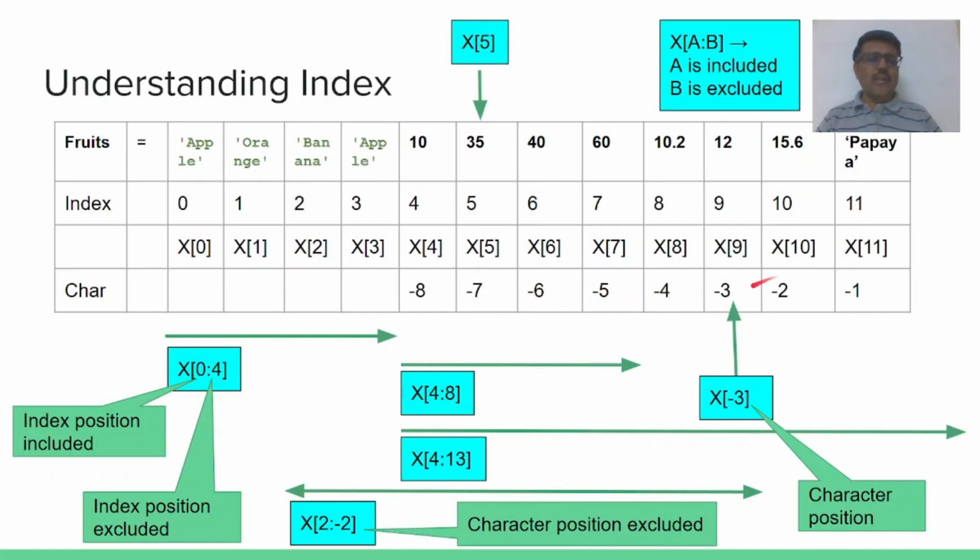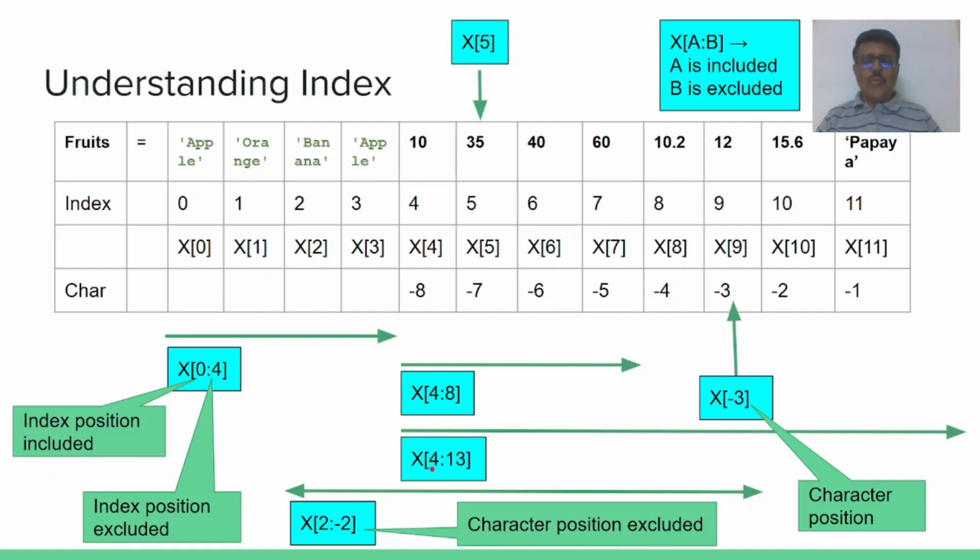We also learned that if you come from the reverse, it will not start from 0, it will be -1, -2, like that. If I say -3, that means the third position from the end, so you'll be getting the value 12.